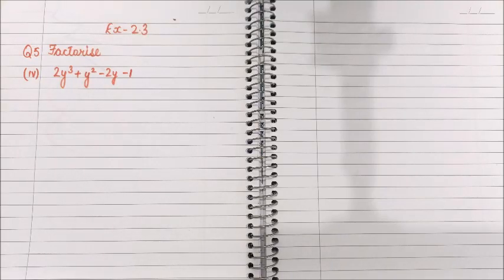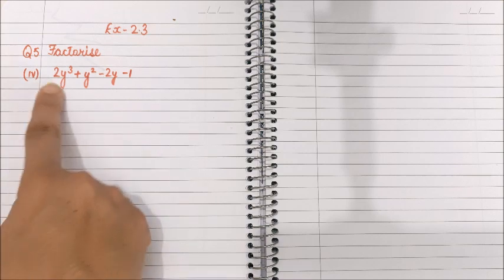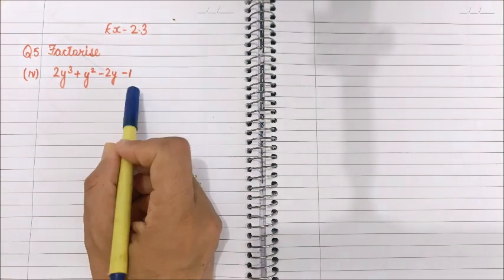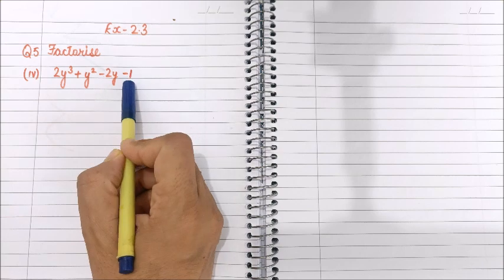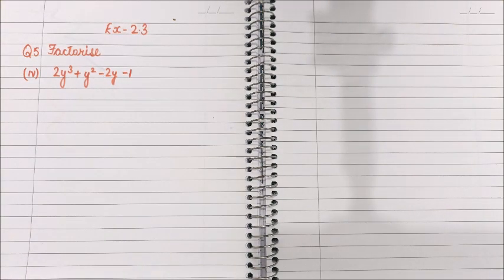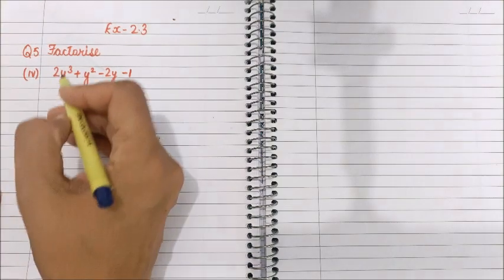Welcome back, children. Now we have the last part of the same question that we have already started, that is factorization of the cubic polynomials, as the highest degree of this polynomial is 3. So let's start by hit and trial method, looking into the factors of this, as the constant term is 1, minus 1 only. So let me just try by putting 1 as the value of y.